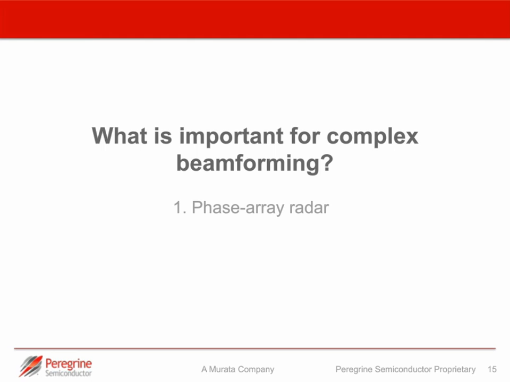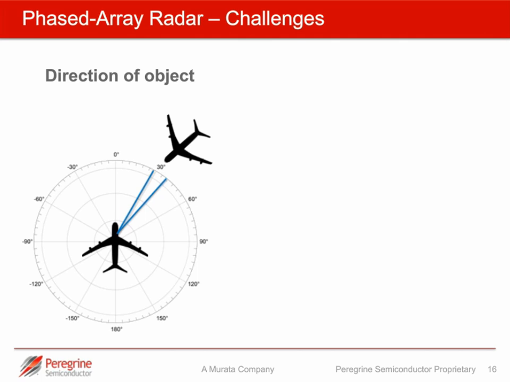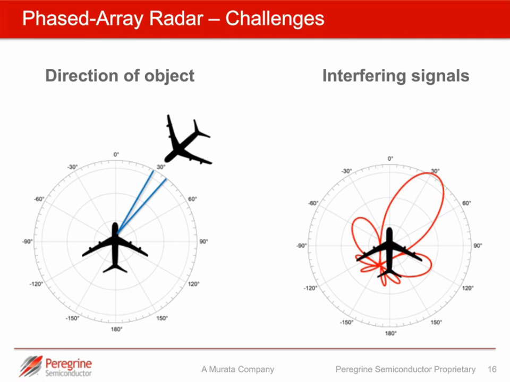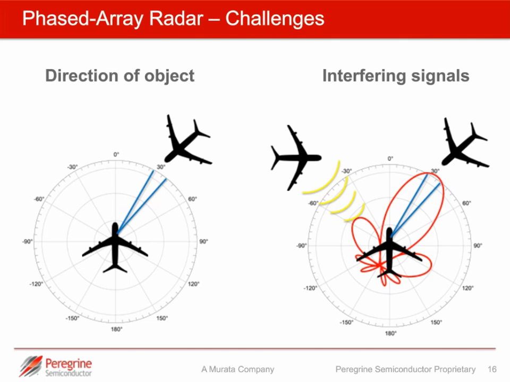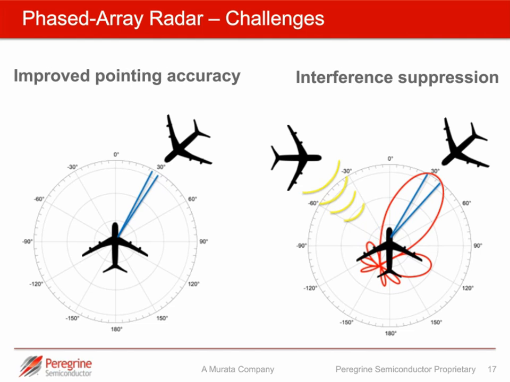So if I take a simple example and we talk about some of the challenges, for the case where you might be trying to track an aircraft, the direction of the object is important. At the same time, we may see some interfering signals from perhaps another aircraft that's flying at the same time. So ideally, we would like to optimize the pointing accuracy of this radar, and at the same time, we want to maximize the interference suppression, or minimize the interference. How do we go about doing this? What matters from a beamformer's perspective? How does the beamformer contribute to this?